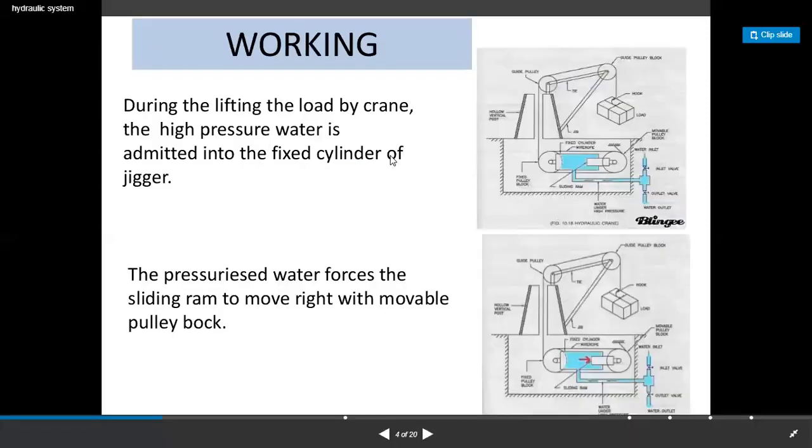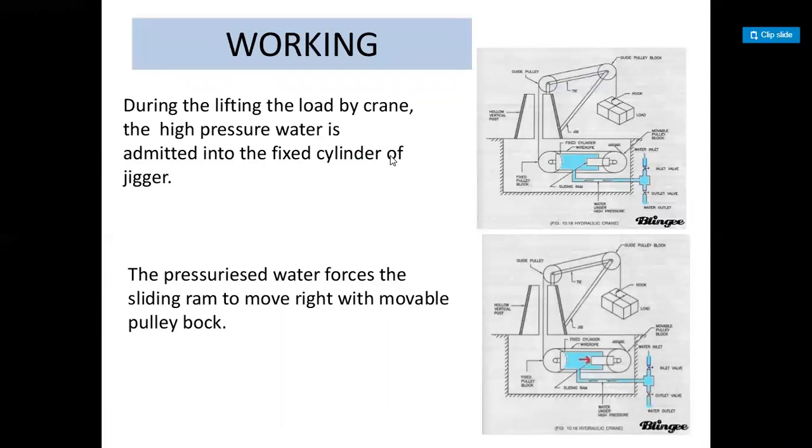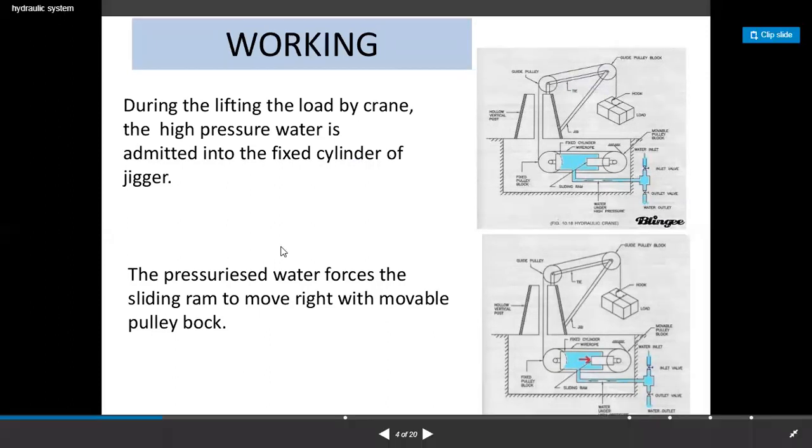So what is the working procedure? During the lifting of the load by the crane, high-pressure water is admitted into the fixed cylinder. A very high amount of liquid under very high pressure passes into that cylinder. Then the pressurized water forces the sliding ram to move the movable pulley block.